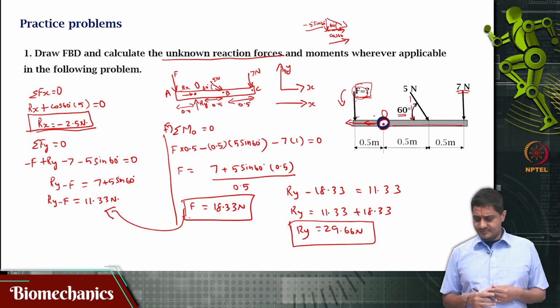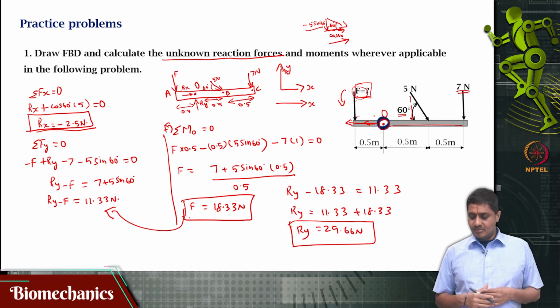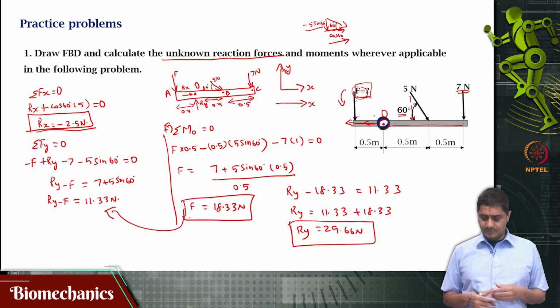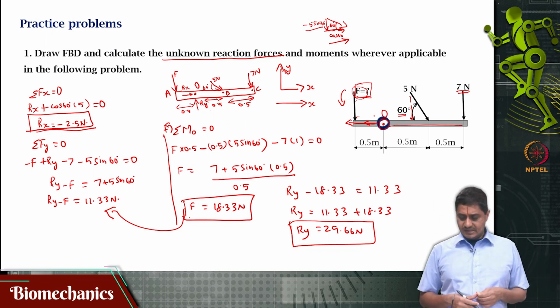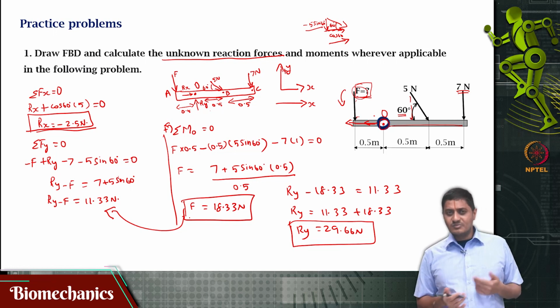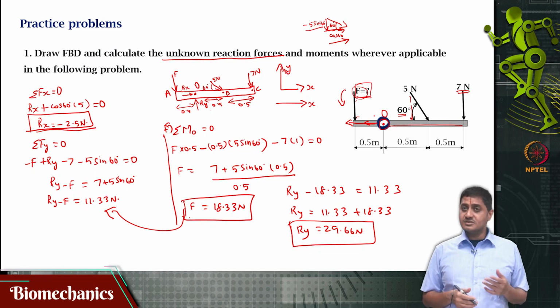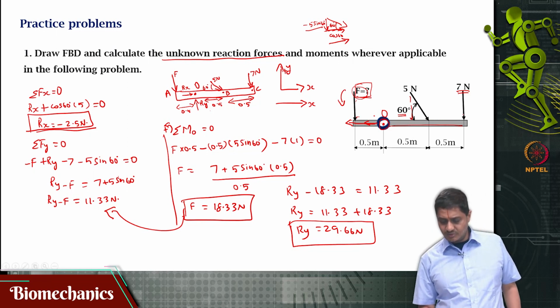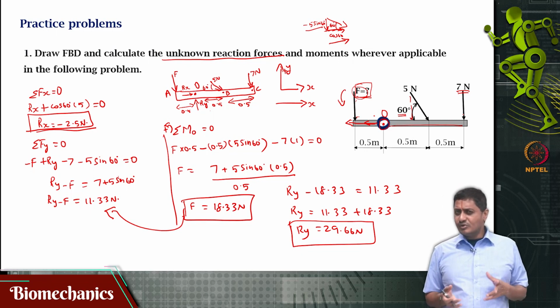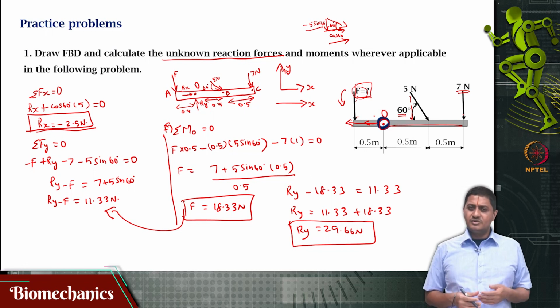The question is, why did I choose to find moment about O? Why not any other point, right? Because if you choose to find moment about any other point, it turns out that Ry will also cause a moment, and Rx may also cause a moment if you are taking it about the width of the bar. In this case, let us assume that the width is 0. Other unknown forces may also cause a moment, then it will become two equations in two variables. It will be slightly more tedious, right.